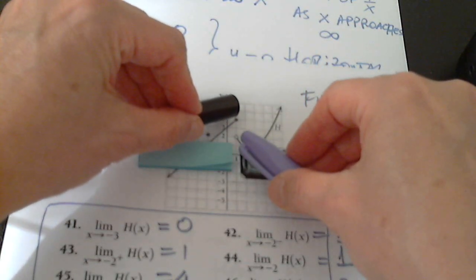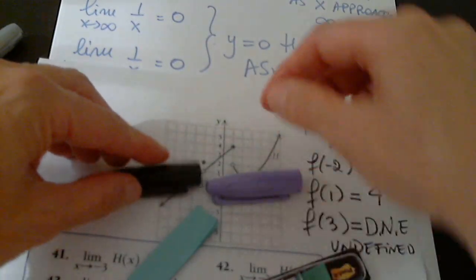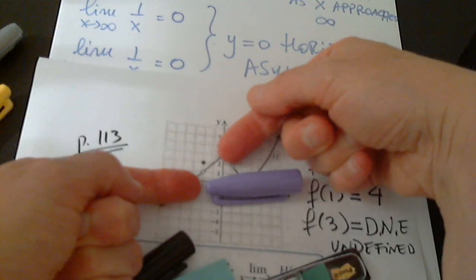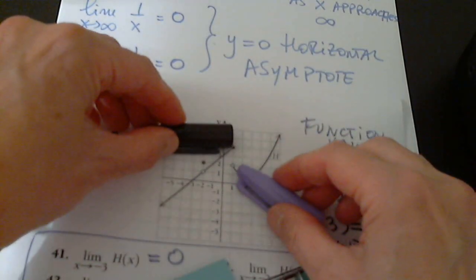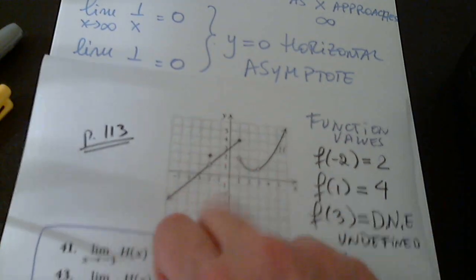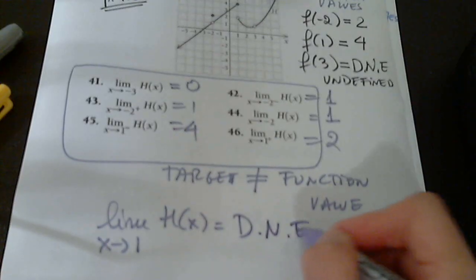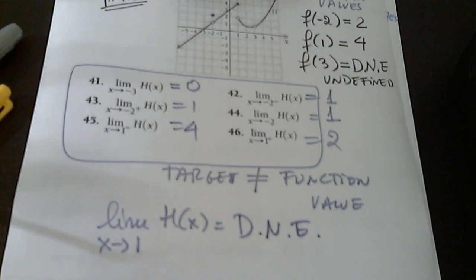I cannot give you a number. They're not the same. Here they were the same. You were able to give me a number. But here they're not the same. So you cannot give me a number. If you cannot give me a number, the limit does not exist. The limit does not exist.